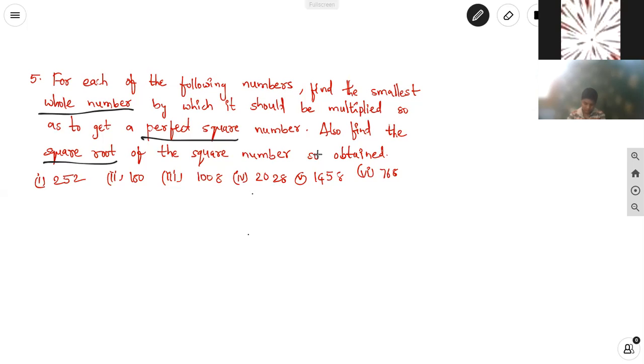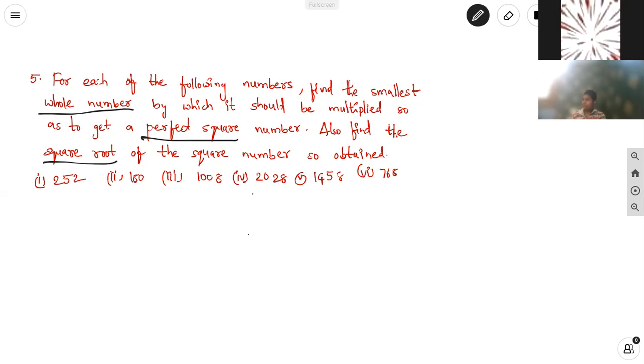Here we can find out the perfect square number. What is the smallest multiple of the whole number? That we can do from the prime factorization of the number. We can find out which number is suitable, and we should multiply the suitable number on both sides so we get the perfect square number. Again, we can find out the square root of such square number.